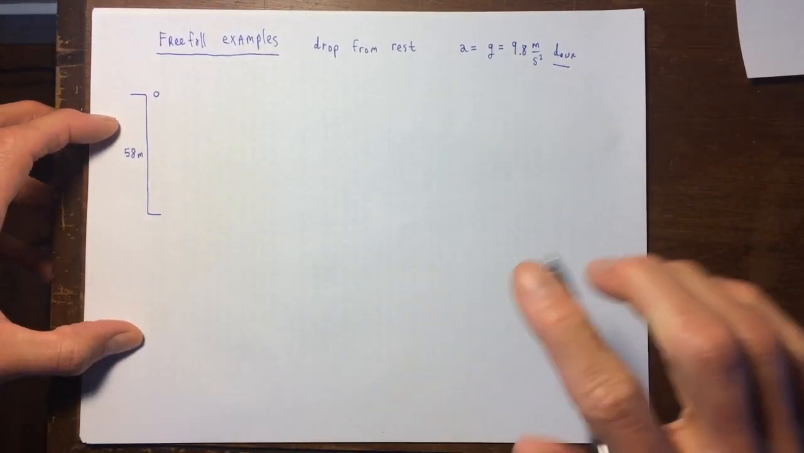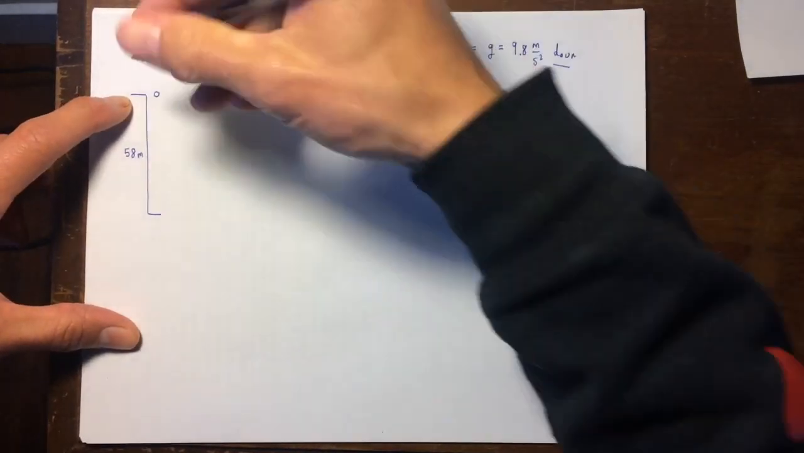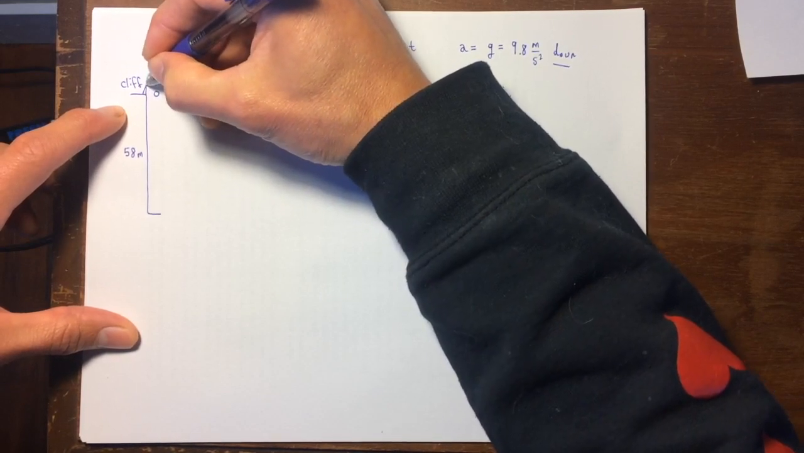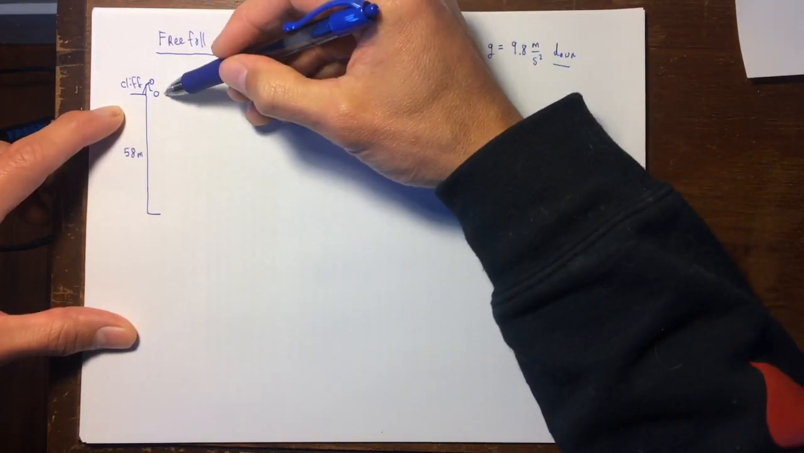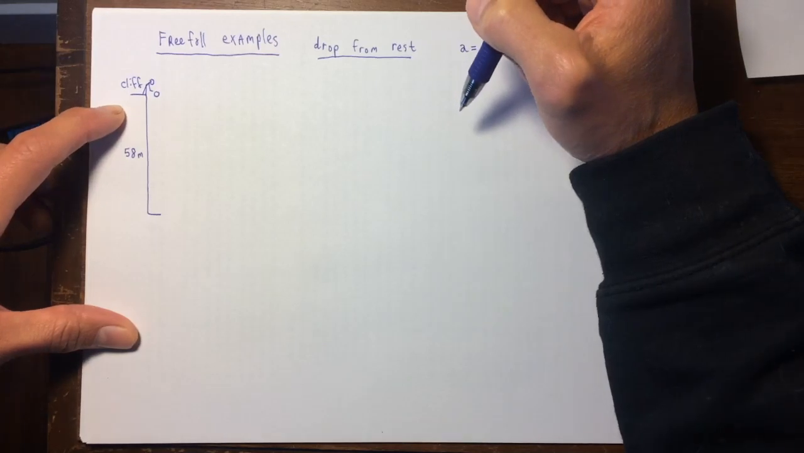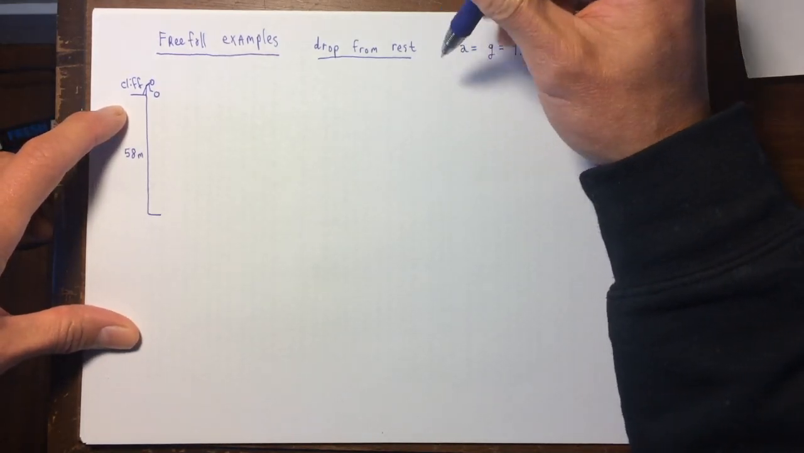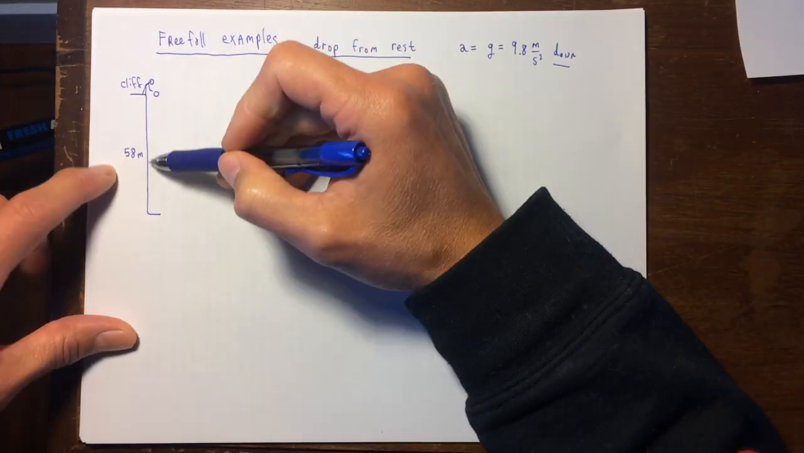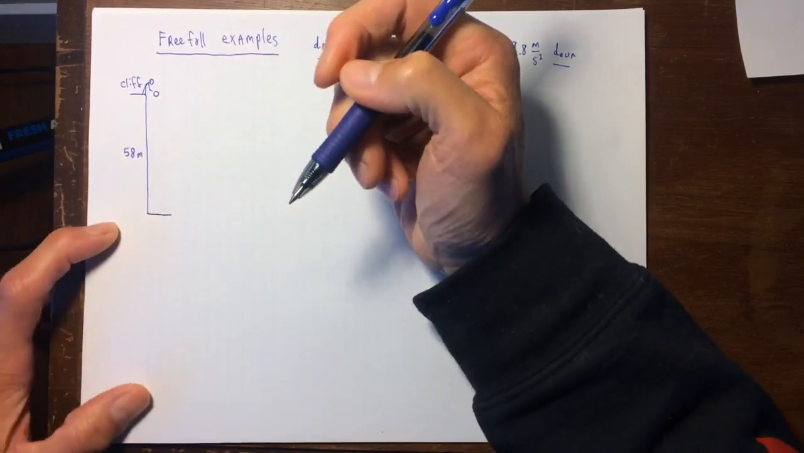So in this problem here, I've got a cliff and somebody stands out over the cliff and they let go of an object, and they are going to let it go without throwing it. They're not going to throw it up and they're not going to throw it down. They're just going to drop it from rest. And this cliff is 58 meters above, say, the ground below, pretty far below.